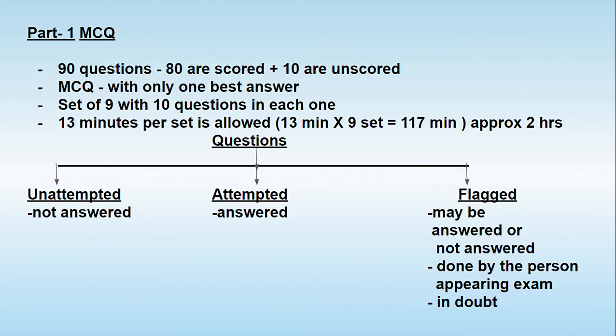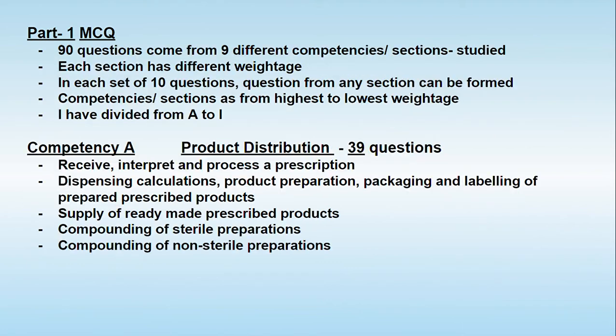If the person has any doubt about an answer, or wants to double check at the end with whatever option he or she has selected, that is the best one. So that is called a flag. The flag may come from either the attempted or the unattempted questions. This doesn't matter. Now, for Part 1, let's understand the details of the Part 1 MCQ exam.